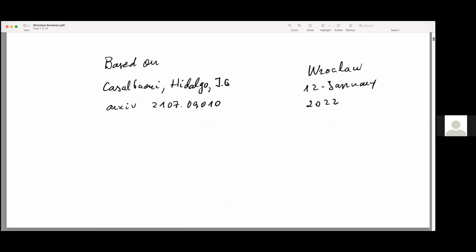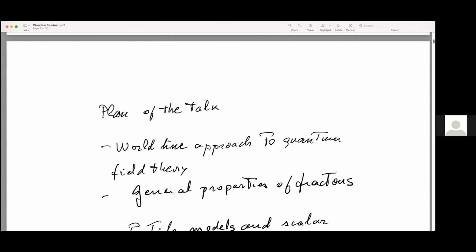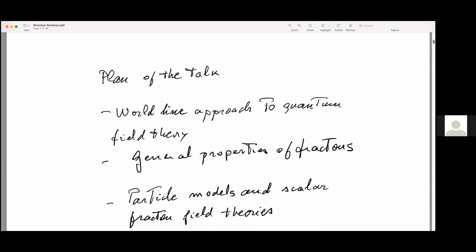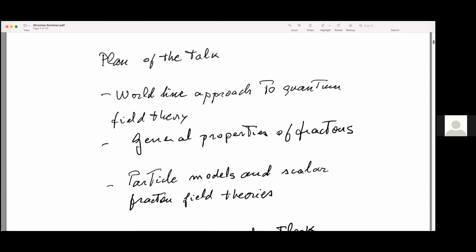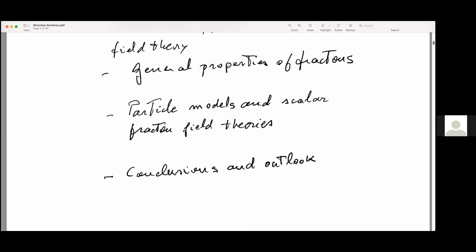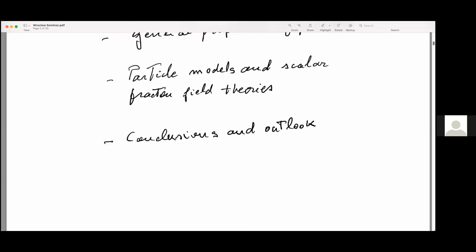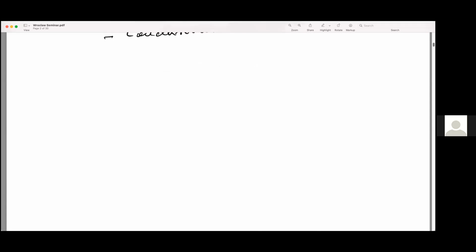paper done more or less recently, and the plan of the talk will be the following. Since I assume that maybe some of you don't know what the worldline approach to quantum field theory is, I am going to discuss that for a moment. After that, there will be some general properties of fractons that probably most of you know more than me. And after, I will connect how some of these properties of the fractons can be seen at the level of the worldline, at the level of the particle models. And I would like to conclude and give possible outlooks that one could follow, at least from my perspective. I'm sure there should be others.